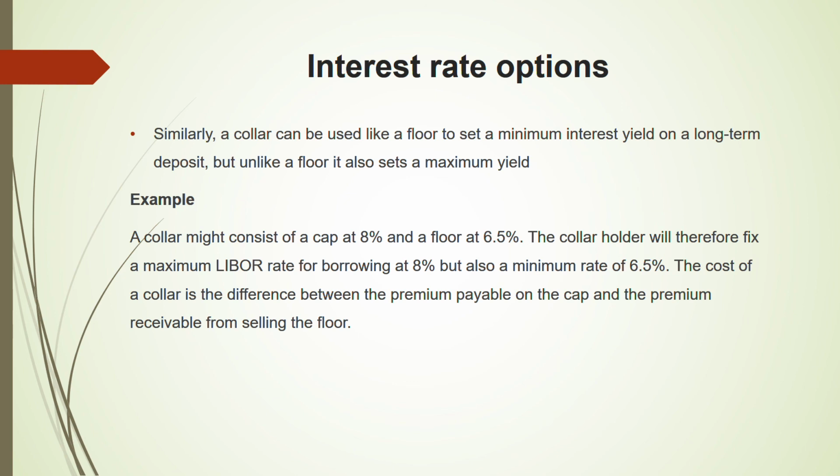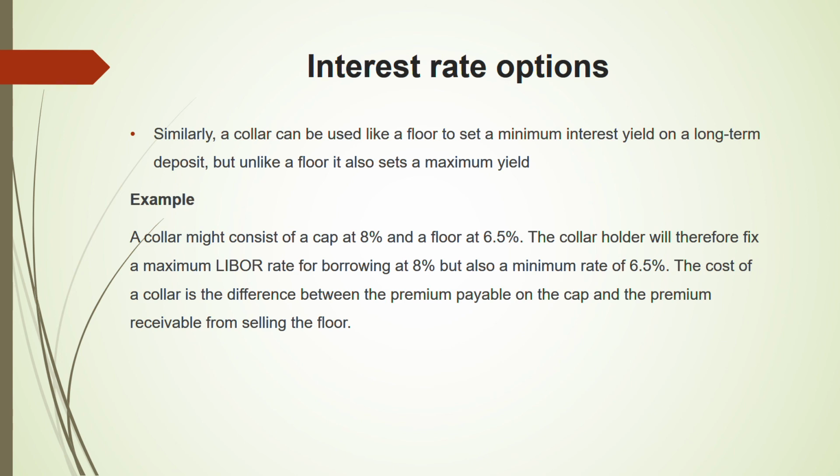So what is the cost for the collar? It is simply the difference between the premium that is payable on the cap and the premium that is receivable from selling the floor. This we are talking about borrowing. So in borrowing, what do we do? We buy a cap and we sell a floor. So we pay and we receive premium. They are netted off against each other, premium is reduced. Hence the cost of the collar is reduced.